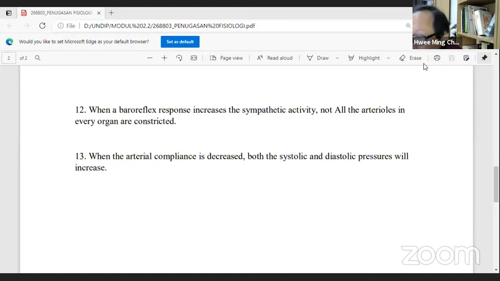What is the first one? Pulse pressure. No, it's different. Pulse pressure, by definition, is just the difference between the systolic blood pressure and the diastolic blood pressure, SBP minus DBP. That's the meaning of pulse pressure. Whereas oncotic pressure is due to the protein concentration in the blood.